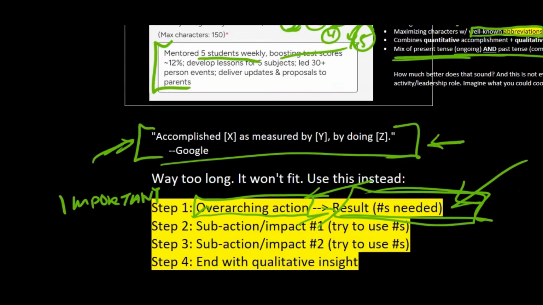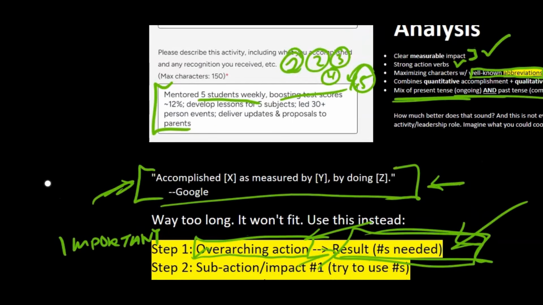Now, step 2 is going to be a sub-action or impact. You want to try to use numbers for all of these. So this sub-action is we developed lessons for 5 subjects. So now we have a sub-action, which is developing lessons for 5 subjects, right?